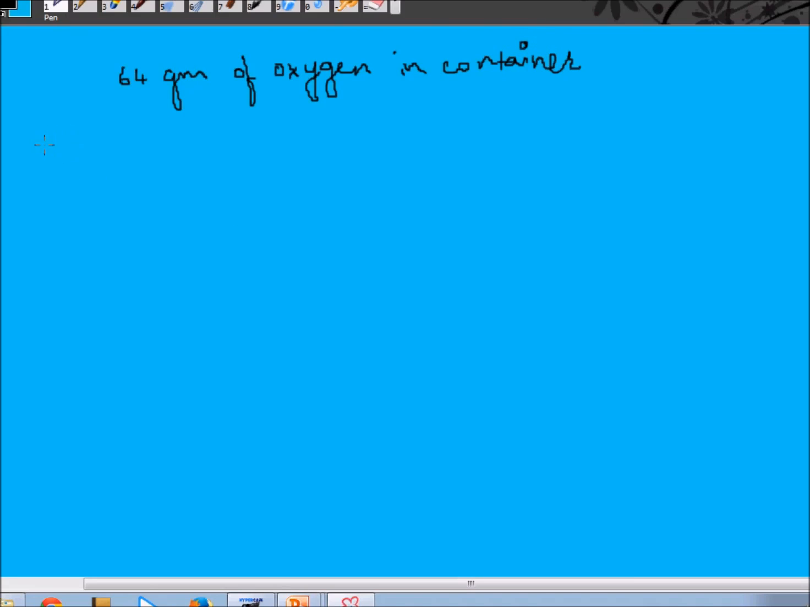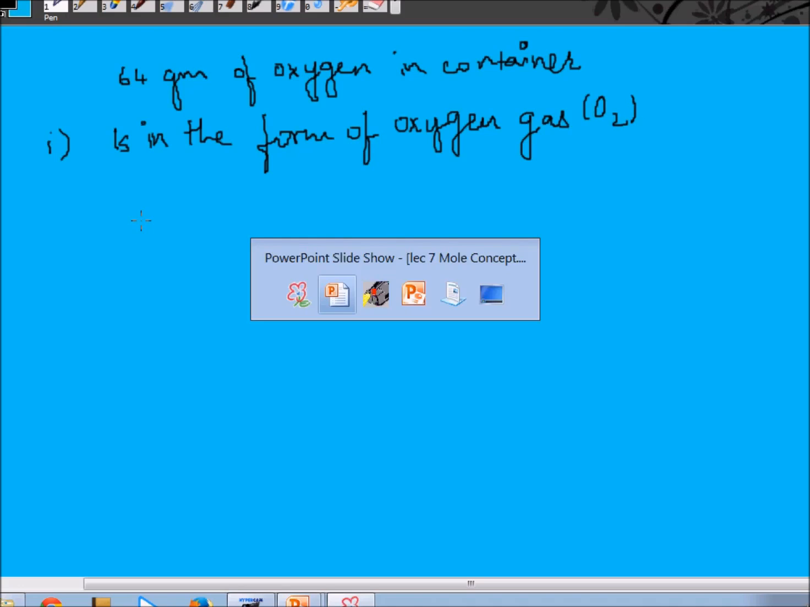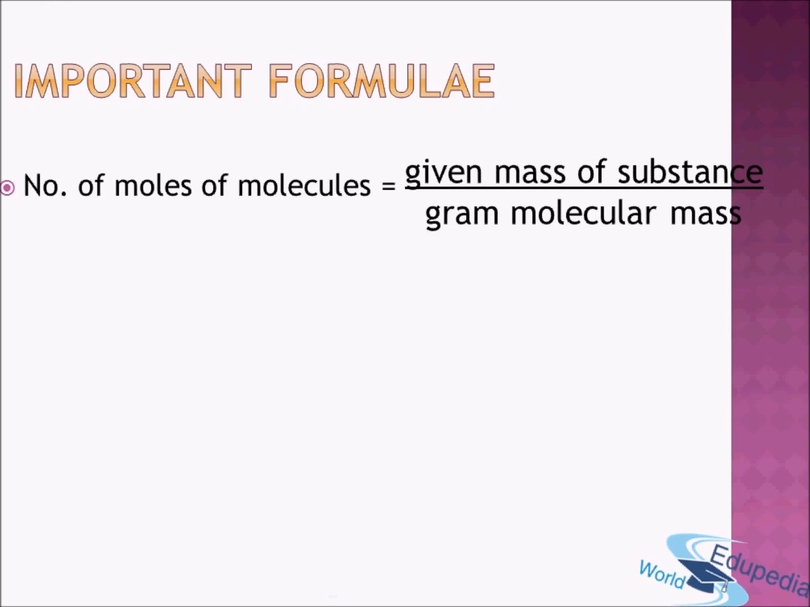The question is, if this oxygen is in O2 form, in the form of oxygen gas, calculate the number of moles of molecules in the container. You have to calculate the number of moles of molecules inside the container. So let's see.